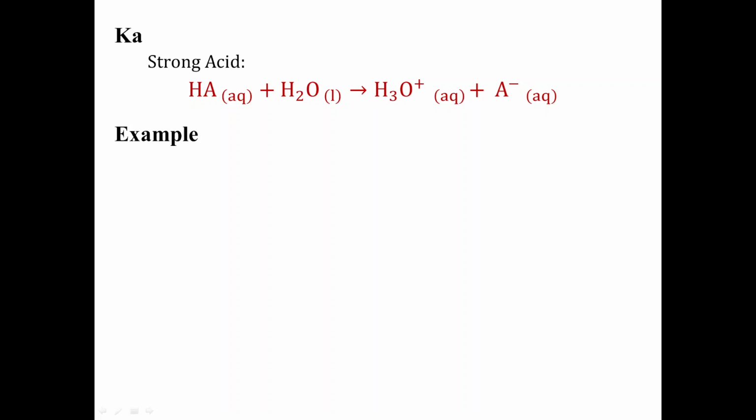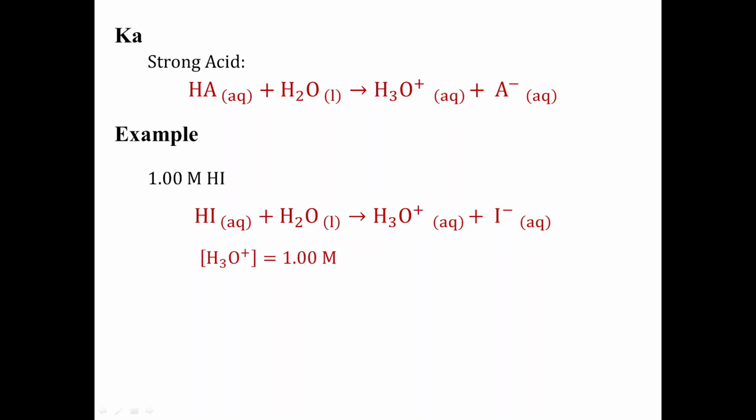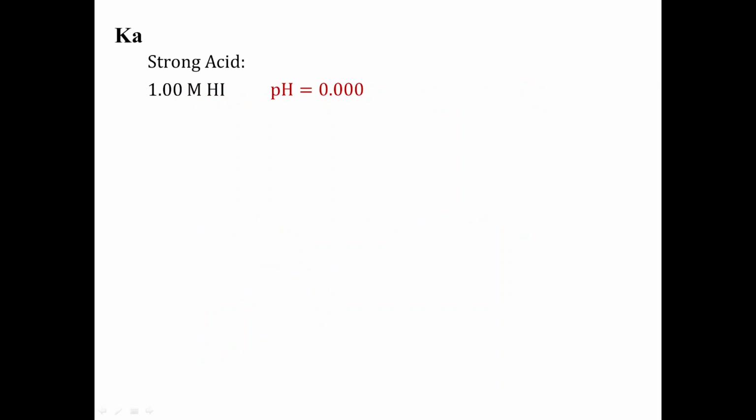And so let's do an example with a strong acid. Let's say we have 1.00 molar HI. We're going to say it fully dissociates. So we're going to have HI plus water forms H3O+ and I-, its conjugate base. And our concentration of H3O+ is simply going to be the same as our concentration of strong acid. So it's going to be 1 molar, and so we'll take the negative log of 1, and we'll have a pH of 0. So keeping this in mind, for a strong acid, if we have 1 molar of a strong acid, our pH is going to be 0.